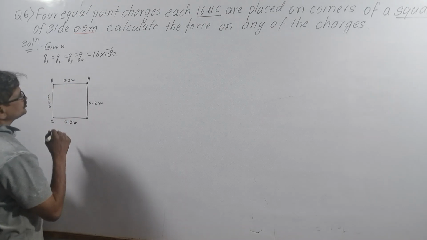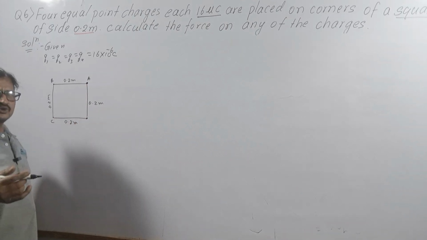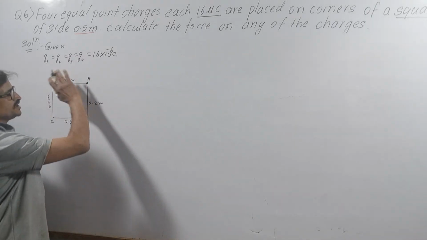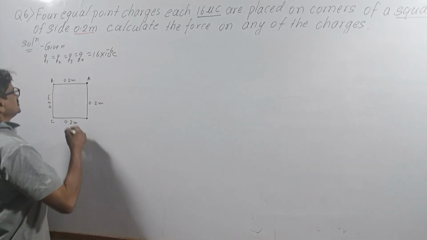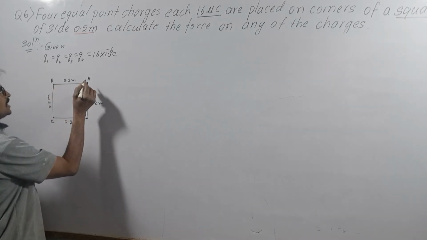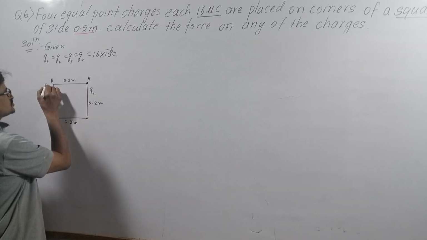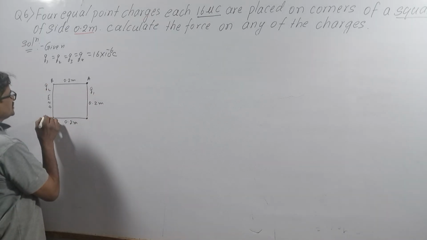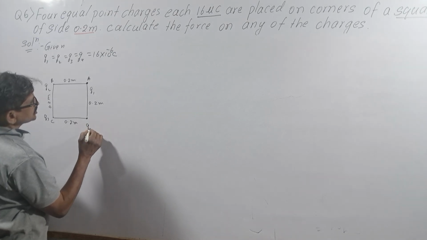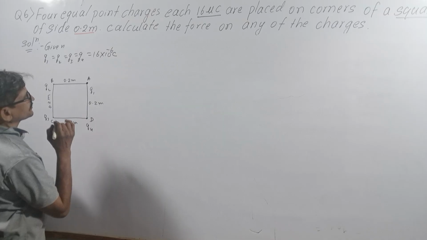And if you select this charge on which we are going to find the total force, the total force due to the remaining three charges. So first, the force due to this Q1, I am writing here. This is Q1, this one is Q2, this I am taking Q3, and this one is Q4, and this corner is denoted by D.